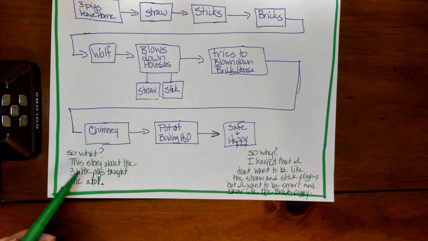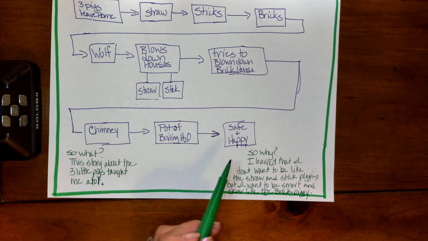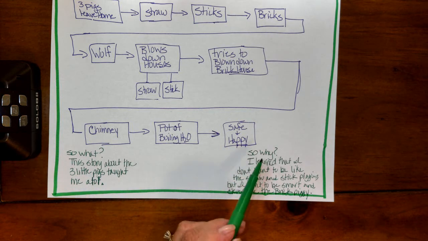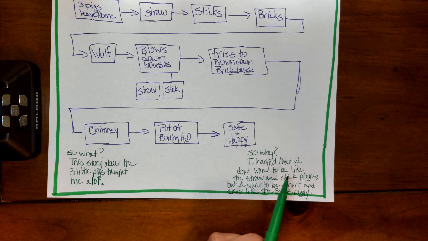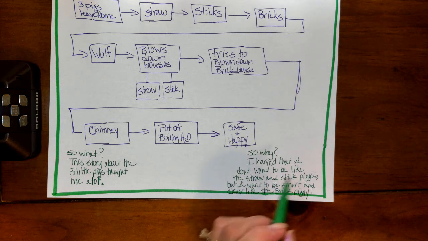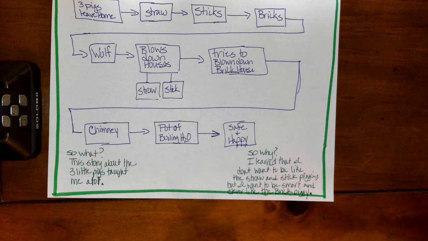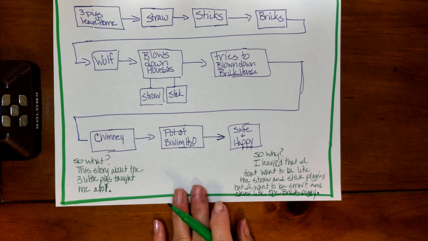So what? This story about the three little pigs taught me a lot. Why? Well, I learned that I don't want to be like the straw and stick piggy, but I want to be smart and clever like the brick piggy. I think that might be a lesson that the author wants us to leave with.